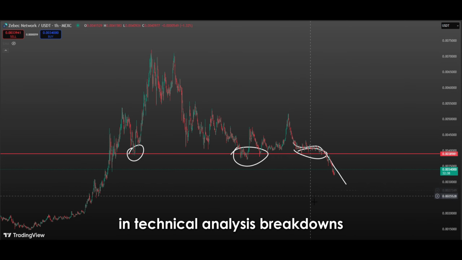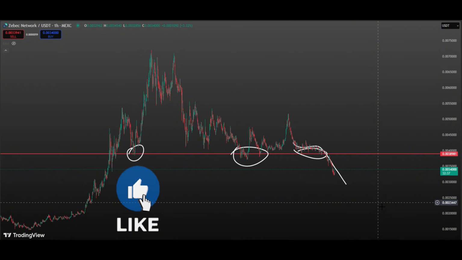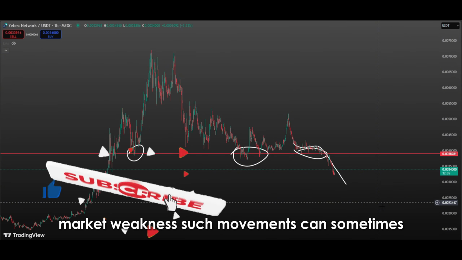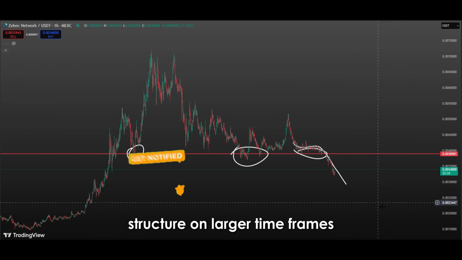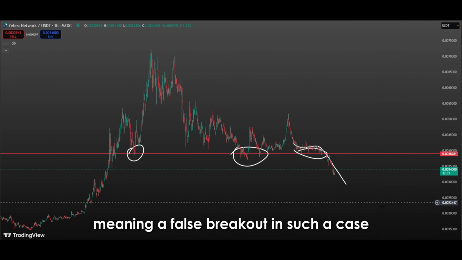In fact, in technical analysis, breakdowns often serve as starting points for new opportunities. While the break of the support zone may initially suggest market weakness, such movements can sometimes contribute to the formation of a healthier trend structure on larger time frames. For example, this decline could be a fake out, meaning a false breakout.